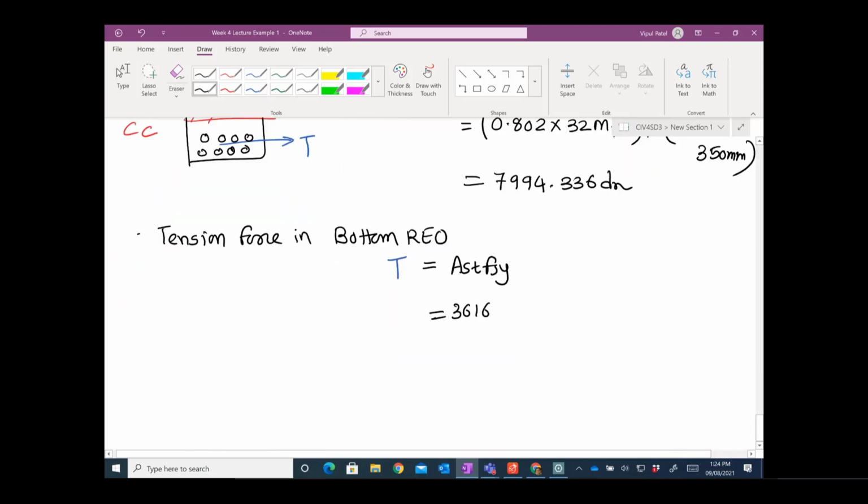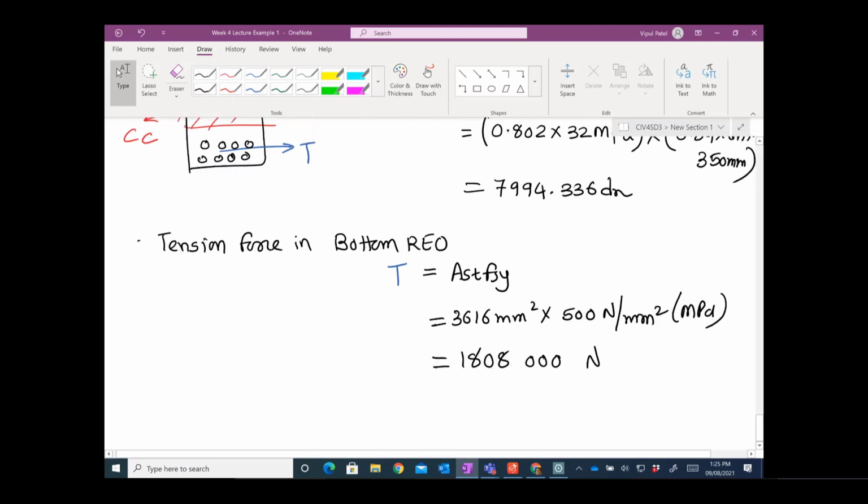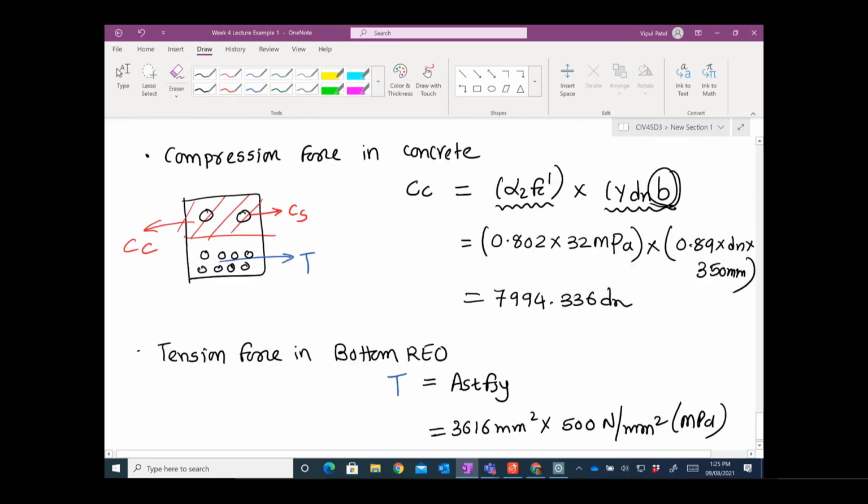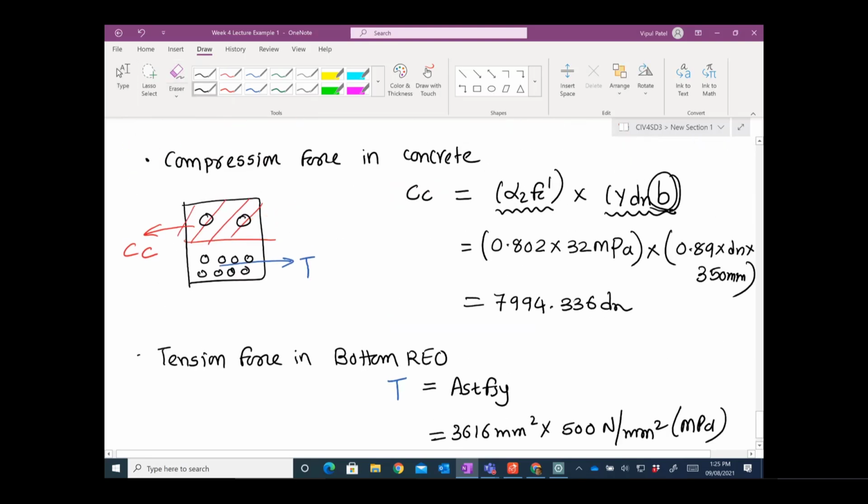So 3616 millimeter square times 500 Newton per millimeter square, or we can make it megapascals. If you just calculate that, you will get 1,808,000 newtons, right? So now equilibrium. Now this beam is not horizontally in equilibrium, right? All these forces, let's say compression forces, this is a compression force going here, compression force going here, and tension force going on this side.